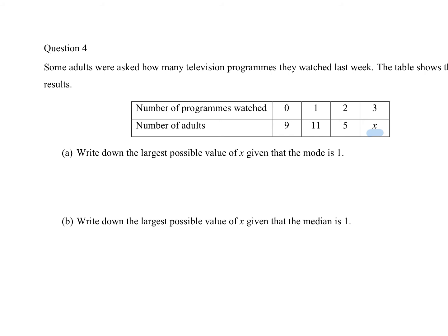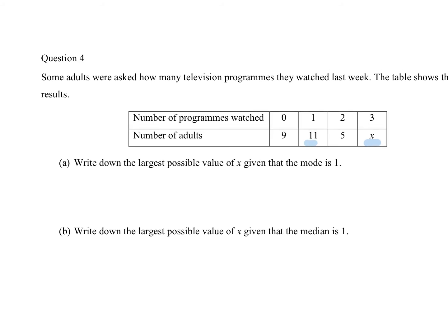If the mode is the number 1, the frequency for the number of programs watched is 11. So 1 has to have the highest frequency. So 11 must be the highest frequency. And what can x be? x cannot be 11, right? If x is also 11, then the mode will become 3. So the largest possible value for x is just 10.